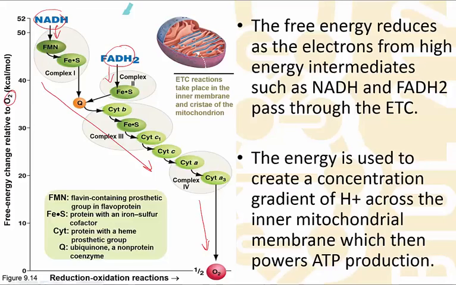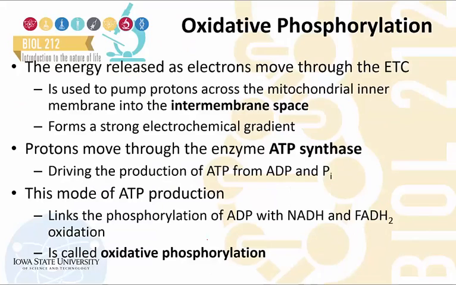form water. The energy that is released as the electrons flow through the electron transport chain is used to create a concentration gradient of protons across the inner mitochondrial membrane, which is then used to drive ATP production by ATP synthase. In concert with electron movement through the electron transport chain, protons are pumped across the inner mitochondrial membrane into the space between the inner and outer mitochondrial membrane, known as the intermembrane space. This forms a strong electrochemical gradient across the inner mitochondrial membrane.